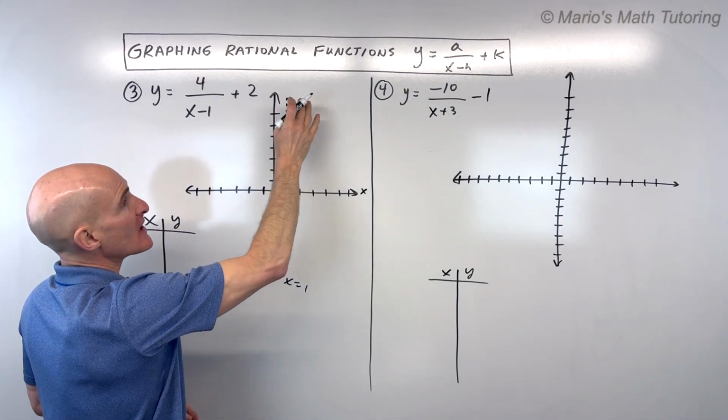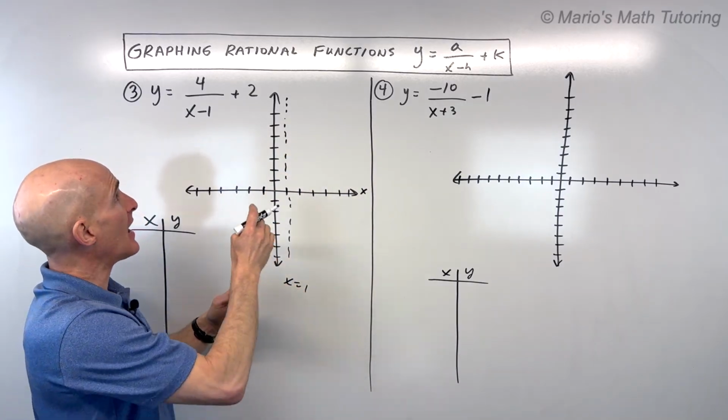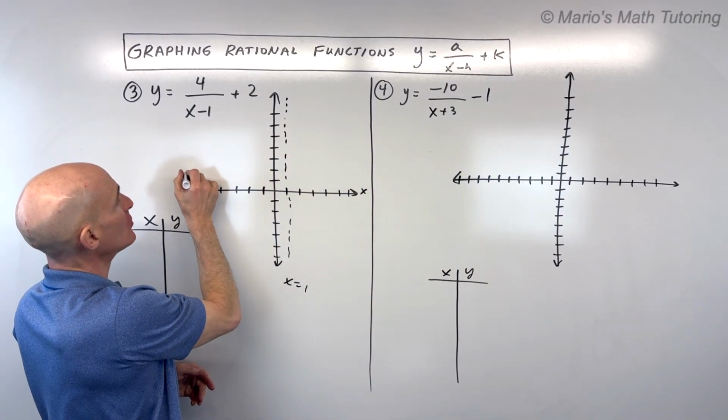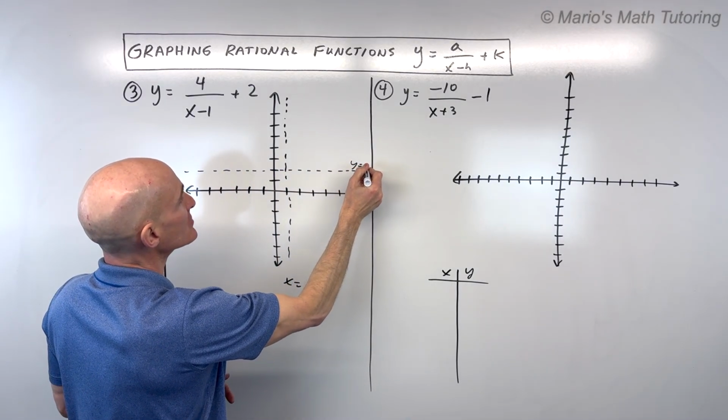The plus 2 has the same effect on the graph. If it's positive, it's going to shift it up. If it's negative, it's going to shift it down. So the plus 2 is going to shift the graph up 2, which means we're going to have a horizontal asymptote right here at y equals 2.